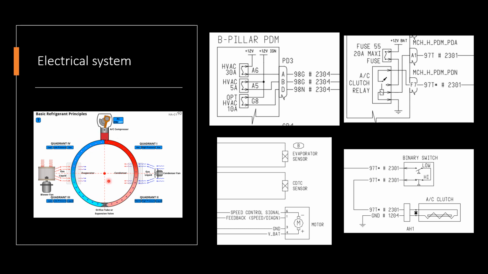Now that we understand that, we also have other electrical systems that have nothing to do with the refrigerant system. For example, you have this motor here, which could be the blower motor. That's an electrical system, and that has nothing to do with the refrigerant system. It's part of it, but it's its own system.